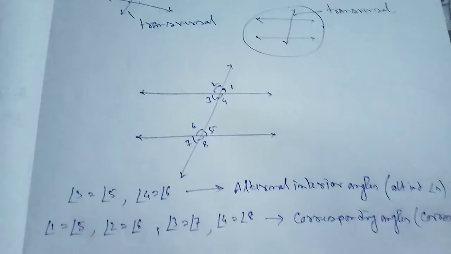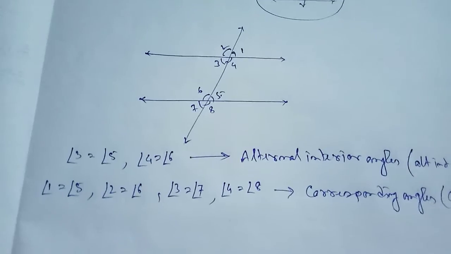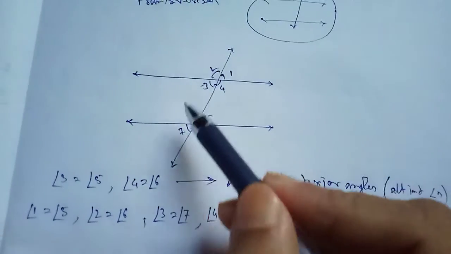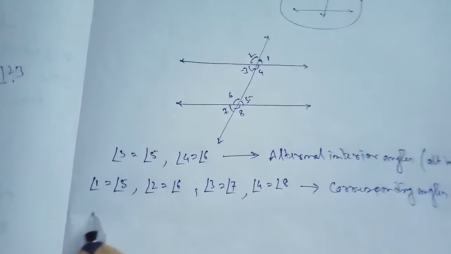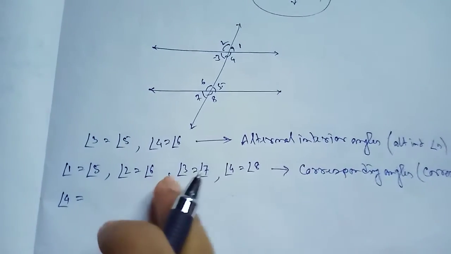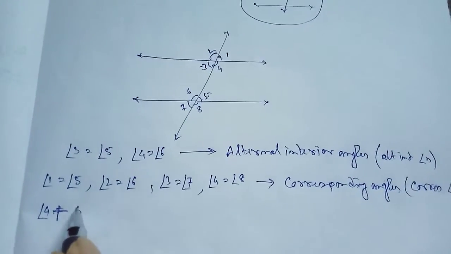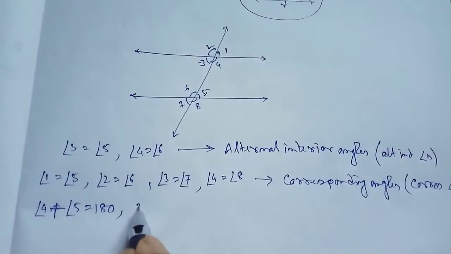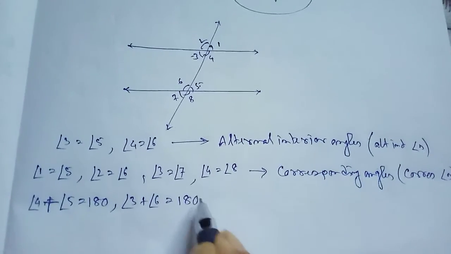After this, again see, this is interior, this is also interior, this is interior, this is also, and these are consecutive, meaning continuous. But these are not equal. Alternate interior angles and corresponding angles are equal, but for consecutive interior angles, angle 4 and angle 5, if you add, you will get 180 degrees. Similarly angle 3 plus angle 6 is also 180 degrees.